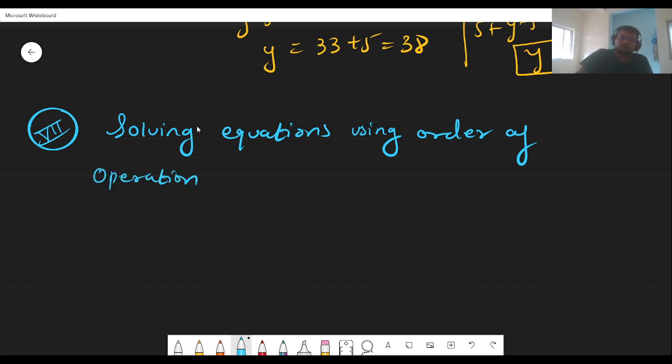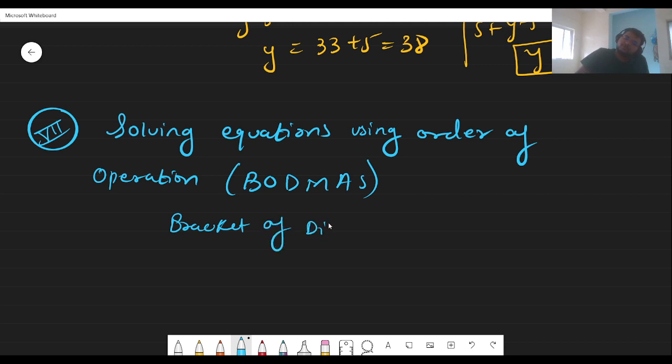Okay, so the order of operation is basically about BODMAS. I hope you might be knowing BODMAS. BODMAS is brackets, of, division, multiplication, addition, and subtraction.